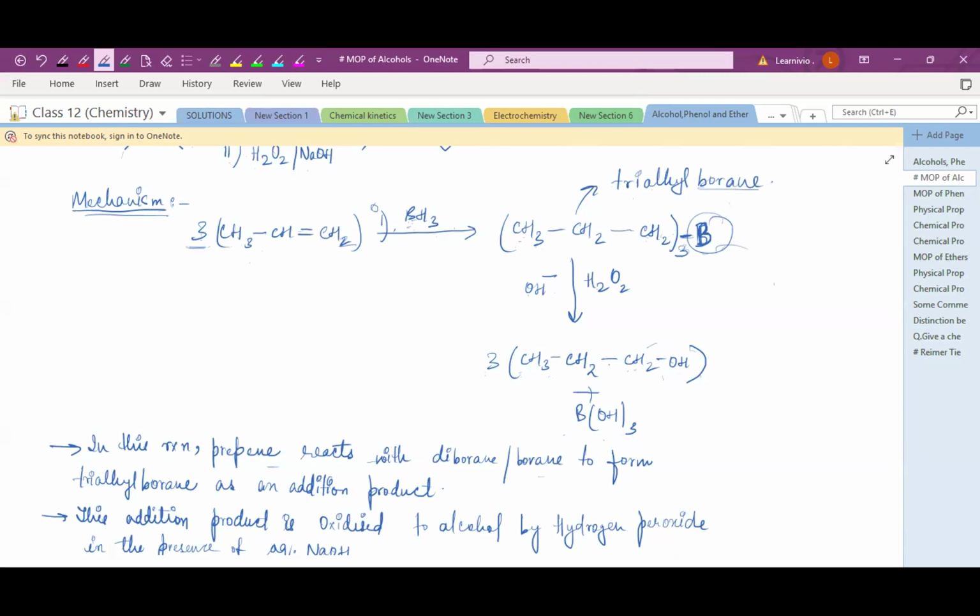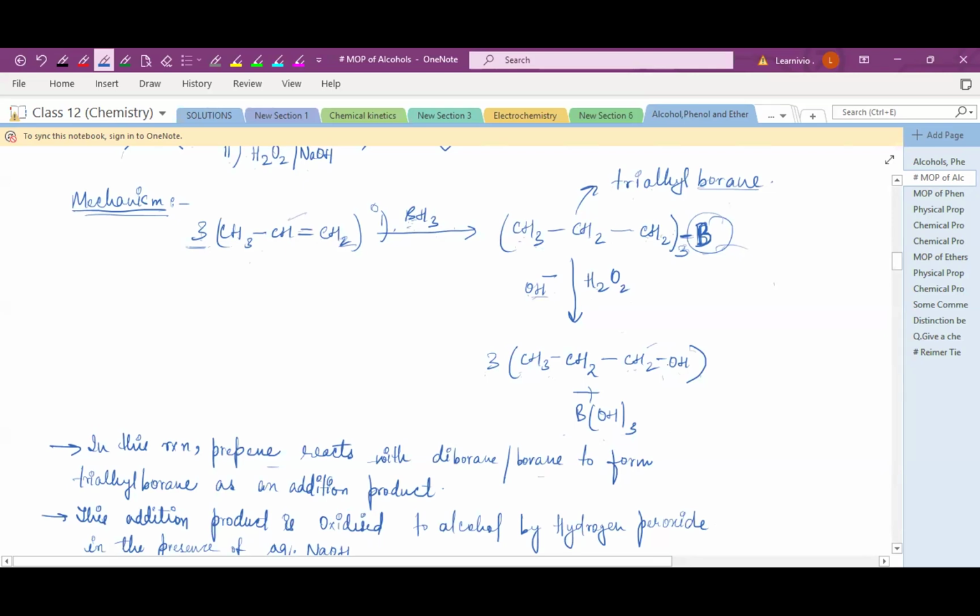And on further oxidation, this addition product gets oxidized to alcohol by hydrogen peroxide in the presence of aqueous sodium hydroxide. So in the presence of aqueous sodium hydroxide, it will get converted into the corresponding alcohol. Just keep this in your mind: the number of carbons should be the same. You only have to attach the OH group. And this propene will get converted into the corresponding alcohol using 2 steps.